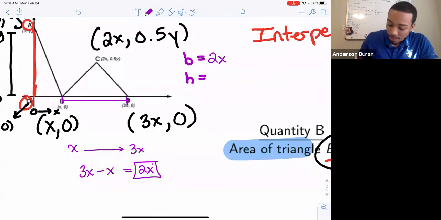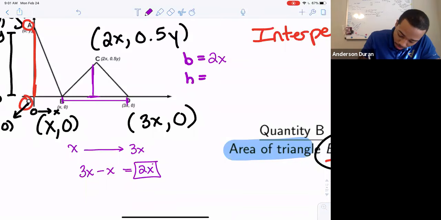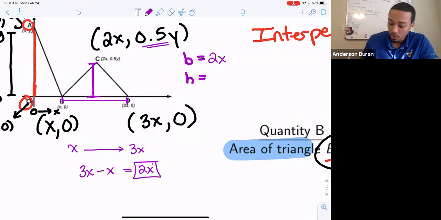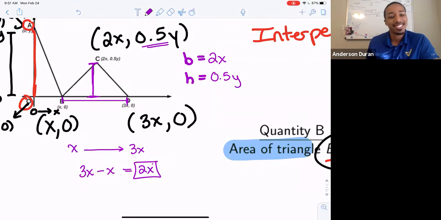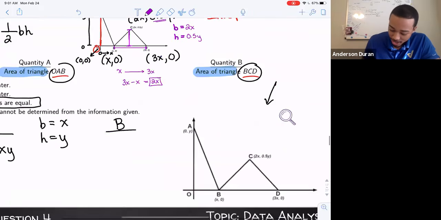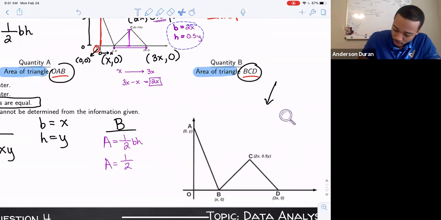So now, time to find the height. I'm observing this and I'm saying, okay, we're going from 0, because this is the x-axis, this is flat, and I'm going all the way up here. So we're going all the way up to 0.5y. That's what I'll have, 0.5y, just like that. So boom, I have my base, I have my height, I can go ahead and find my area. Remember, my area is 1/2 base times height, which means that we will have 1/2, and let me just move all of this over down here.